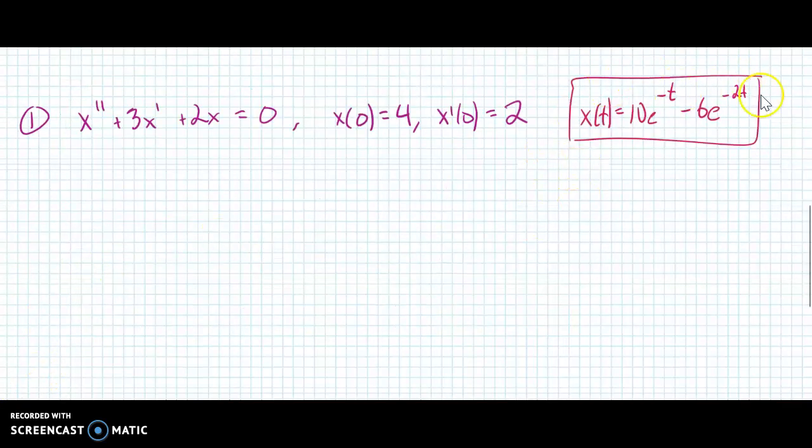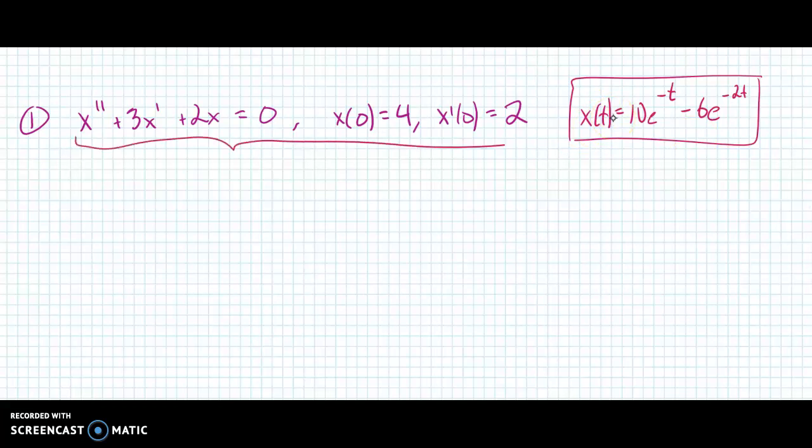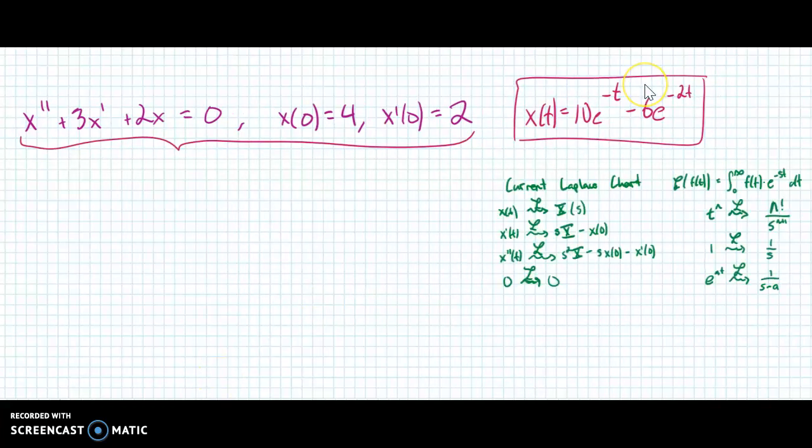So this is the answer that you should get for this one. I'm going to walk through it. Remember, you should be doing it with Laplace. So if you did it using the old school method with characteristic equations and matrices, then make sure you do it with Laplace. But anyway, you should get this answer, and I will go through that process right now. So we want to Laplace this. All right, so I copied our information here so that we can use it.